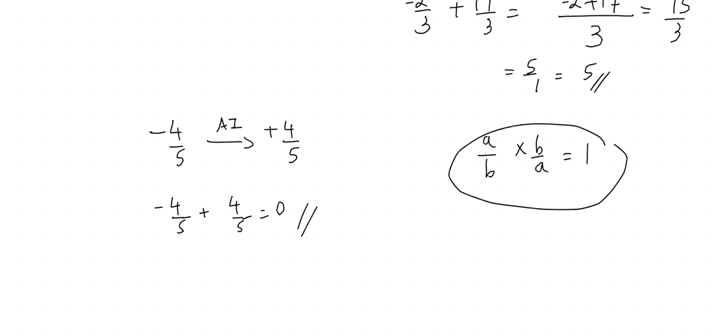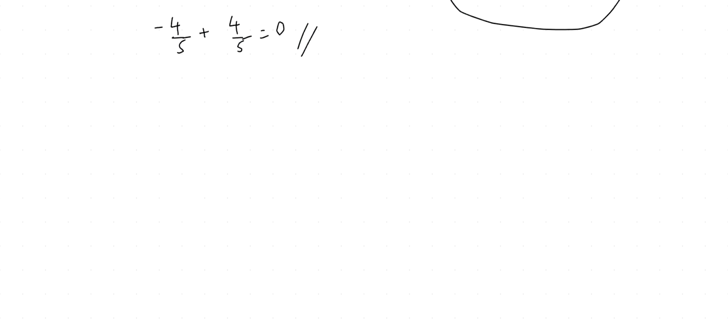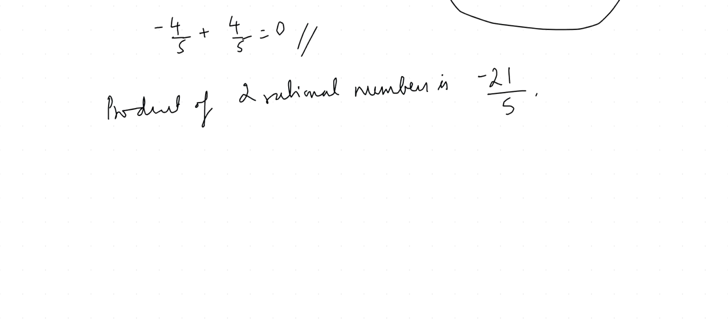Okay. Then another type of question is, we'll take something with product. Product of two rational numbers is, let's say, minus 21 over 5. Some random number I'm taking, okay? There are two numbers which I'm multiplying. One of them is 3 by 25. Find the other.